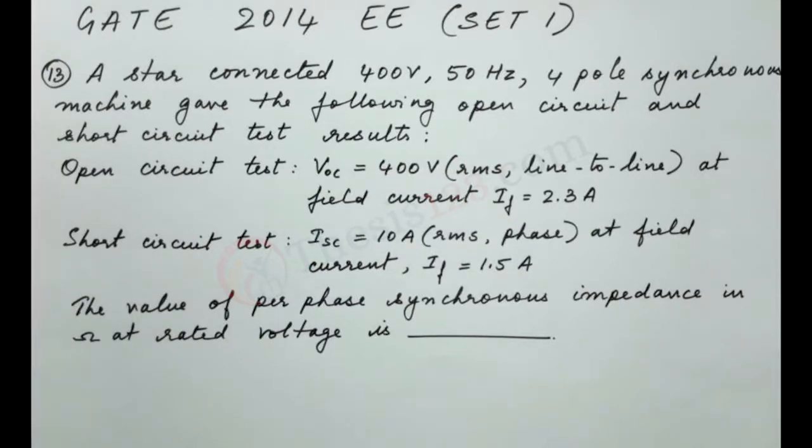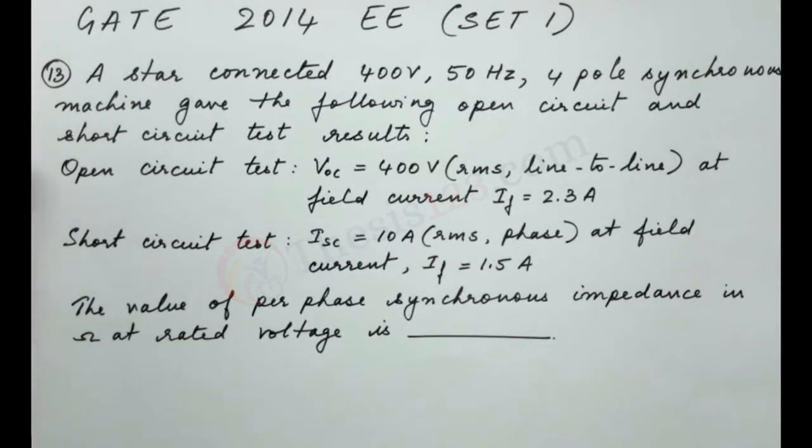Now they have asked us to find out the value of the per phase synchronous impedance in ohms at rated voltage. Okay, so this is not a multiple choice question. Let's see what we get. So first, let's take a look at the results for the open circuit test. It is given that the open circuit voltage is 400 volts line to line.